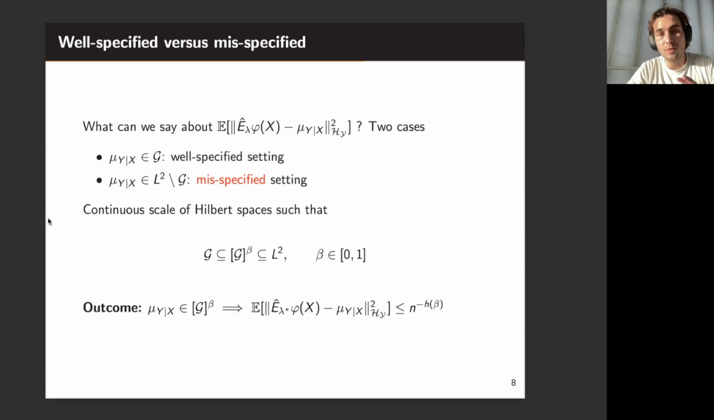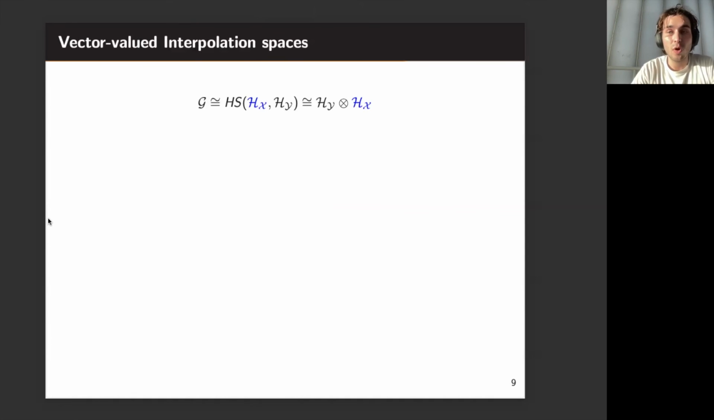Think of beta as a parameter that controls the smoothness of the conditional mean embedding. If beta equals 1, the conditional mean embedding is smooth and lives in our hypothesis class, so we should be able to get a fast rate. But if beta gets strictly smaller than 1, the target is less smooth than what we'd planned for. We are still able to get a rate, but the rate will be slower than what we would get in the well-specified scenario.